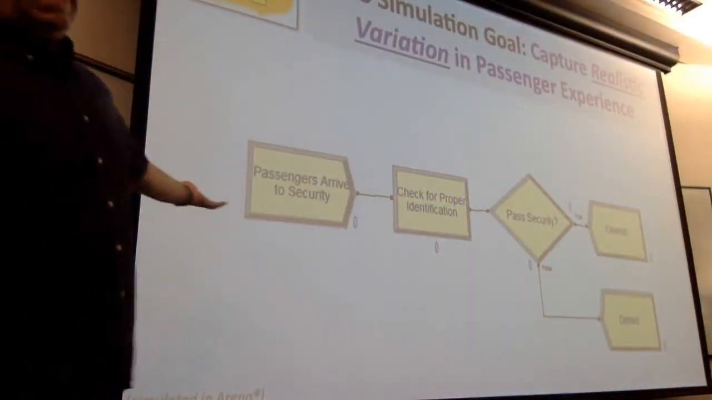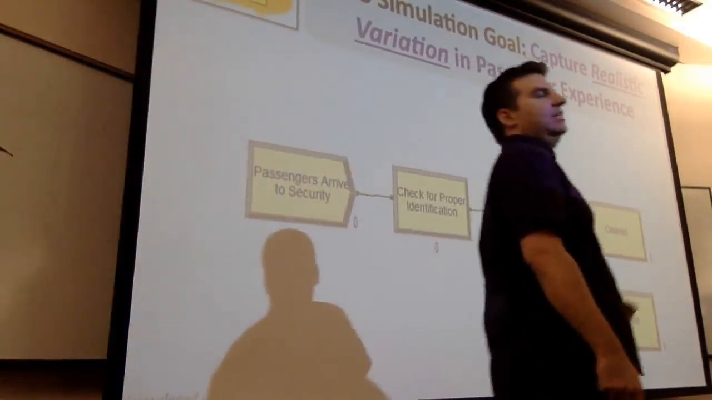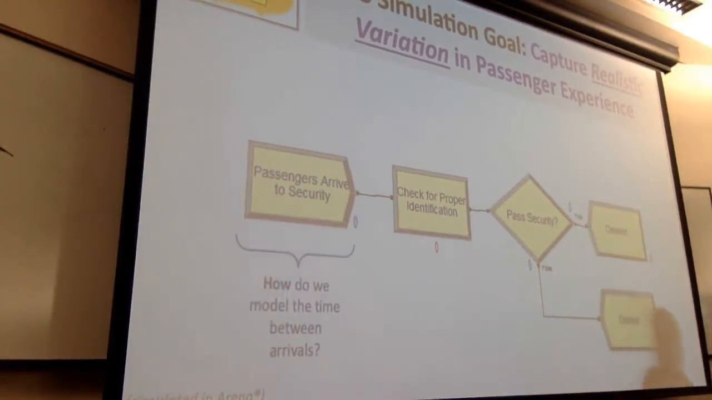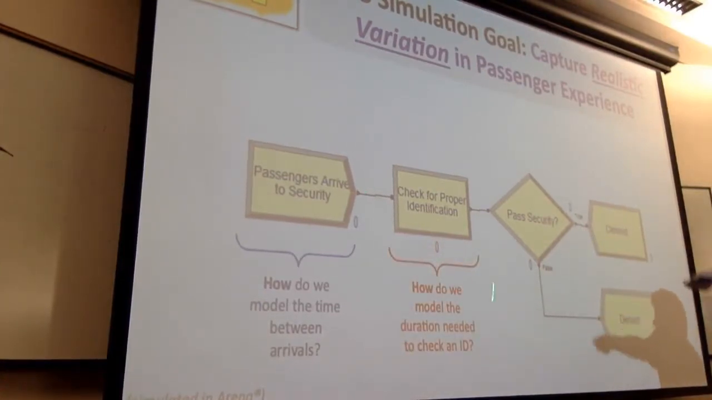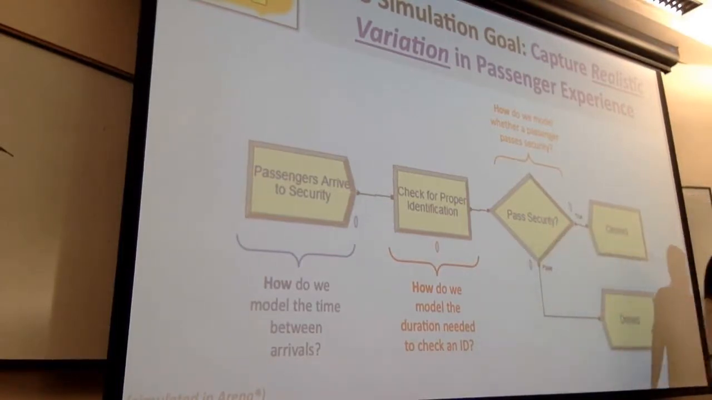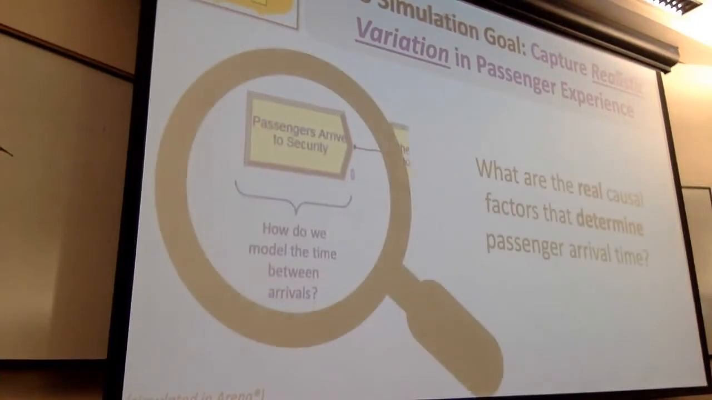So I have this simple model of someone coming up to an agent to have their ID checked at an airport. And I would really like to capture the real variation between passengers arriving. I would really like to capture the real variation in how long it takes to check an ID. And I really would like to capture the real variation in how many actually arrive at the airport with ID that cannot be cleared. I want to capture real variations because I want this to be a stand-in for a real system. The question is, how do I do that?